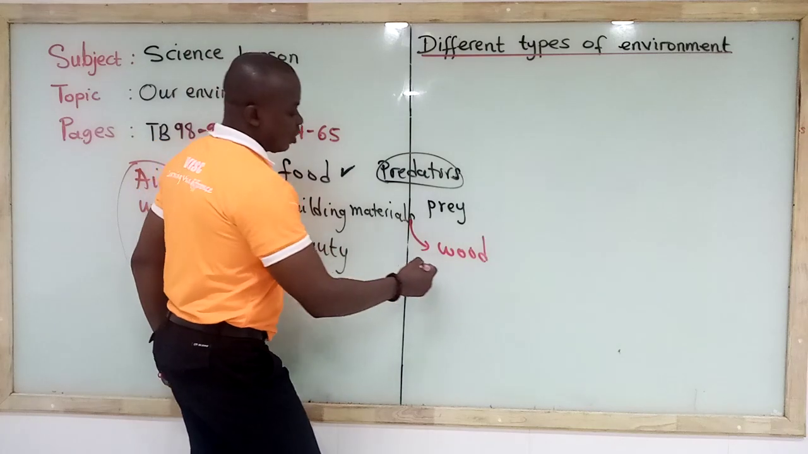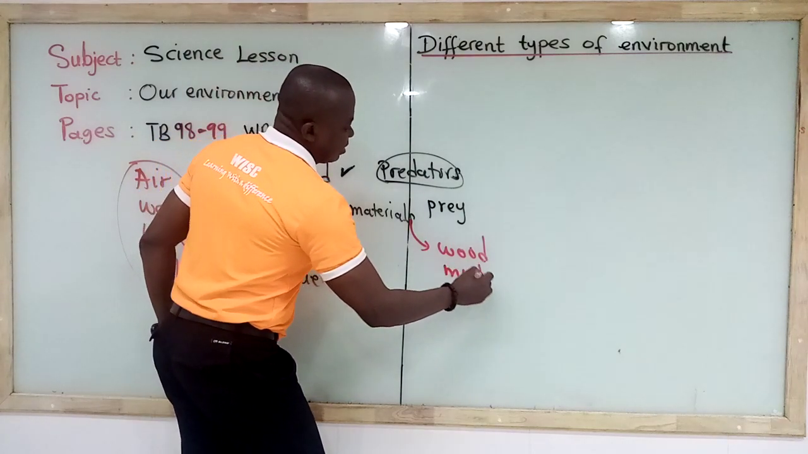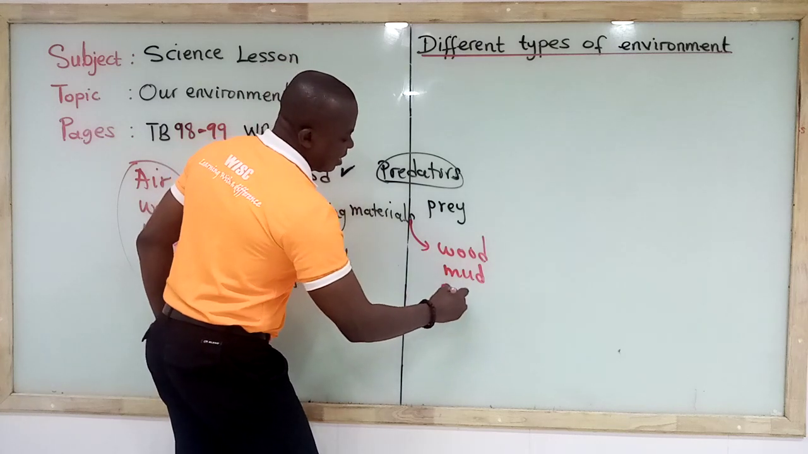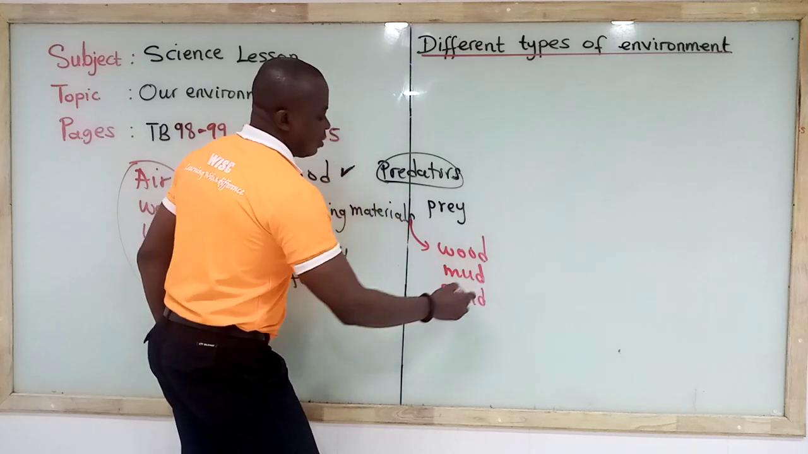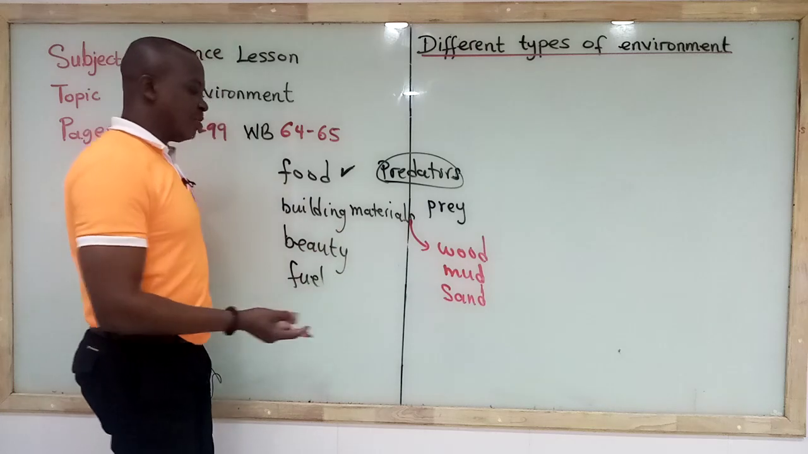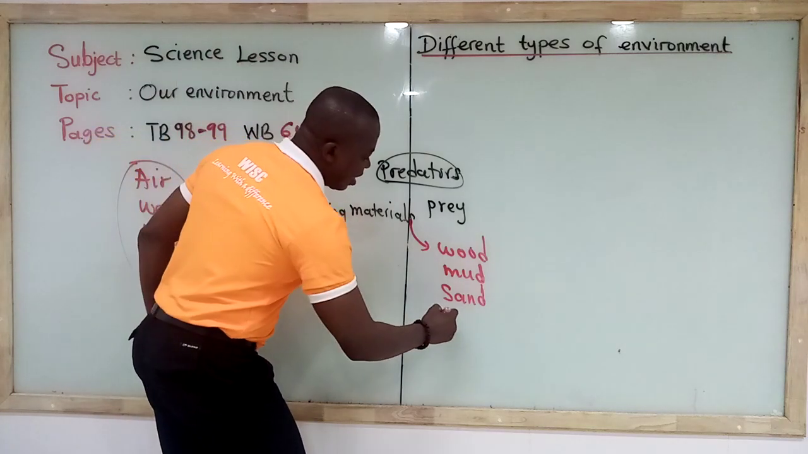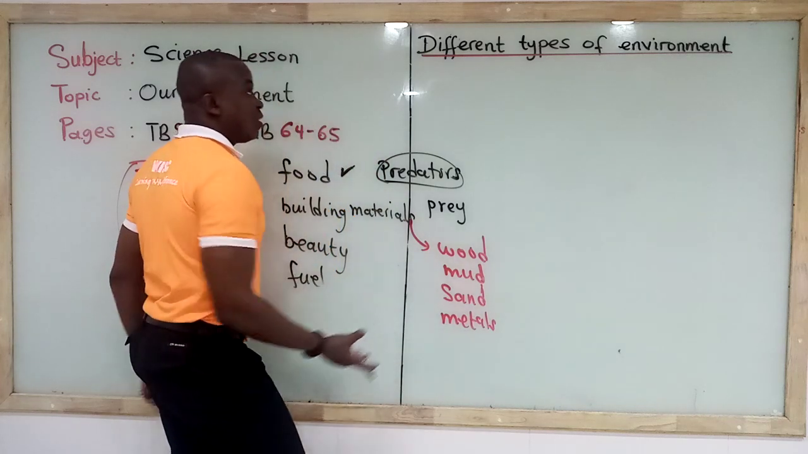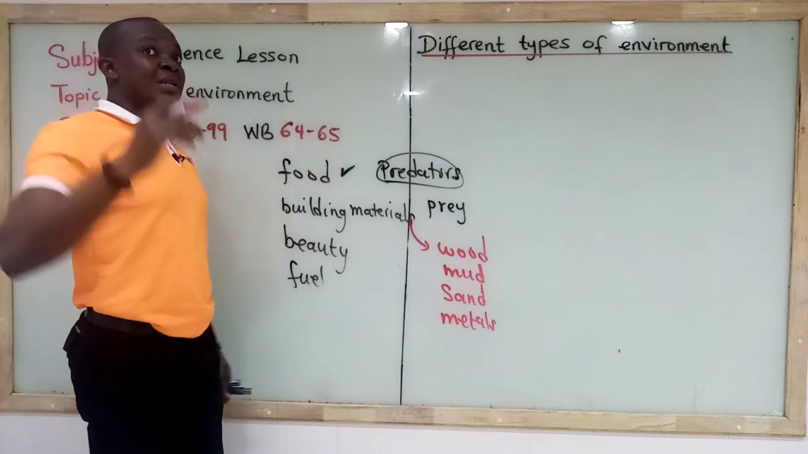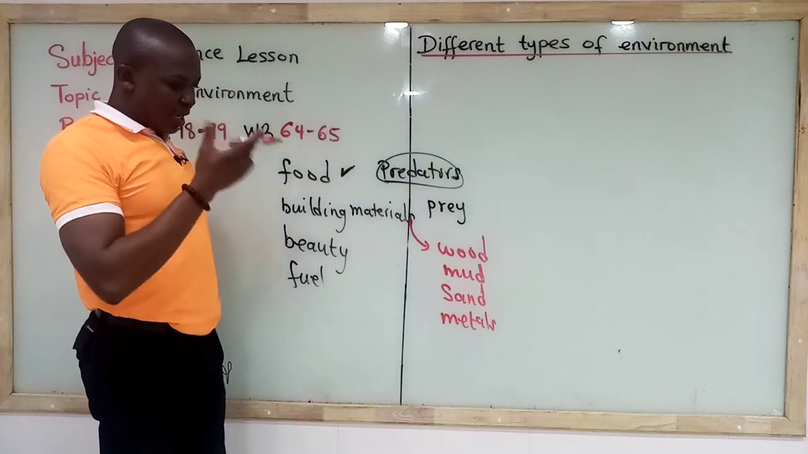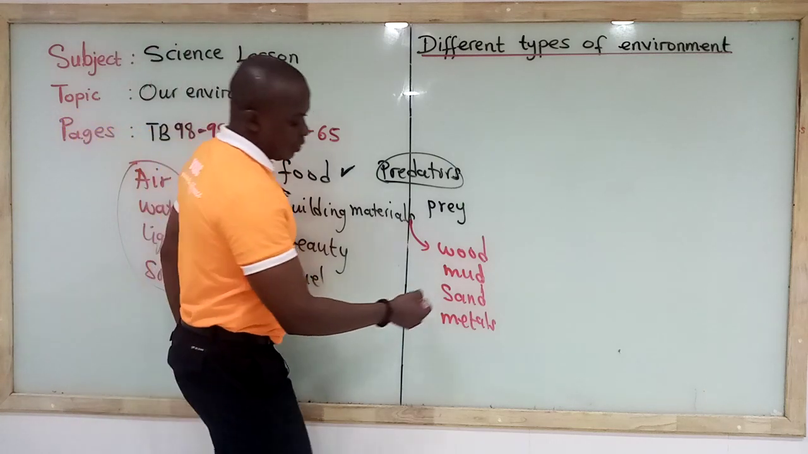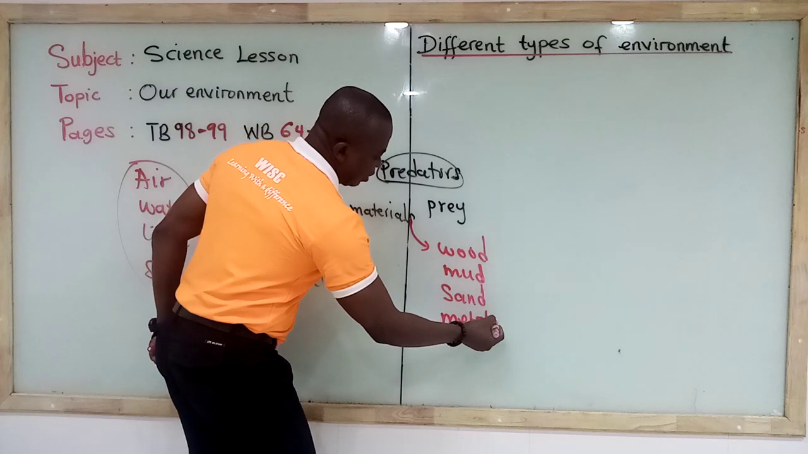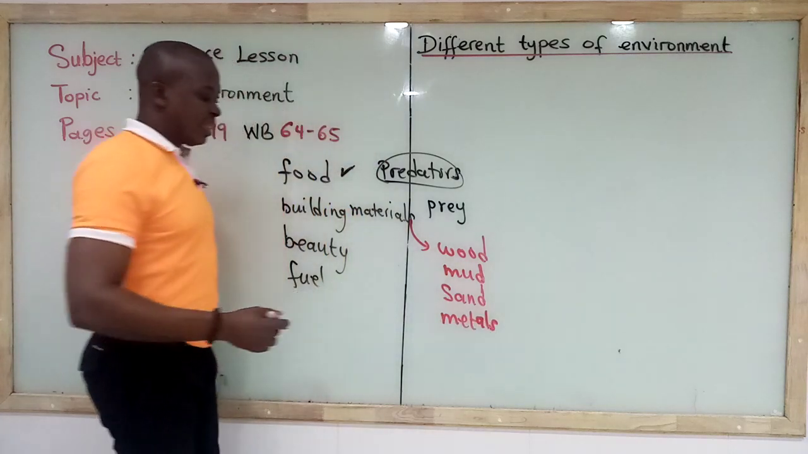We also talk about mud. In some places people use mud to build their houses. People use sand to build their houses. All these are building materials. We also talk about metals. We use metals to panel our houses, our roofs, and for so many things. And we also talk about hard metals like alloys.